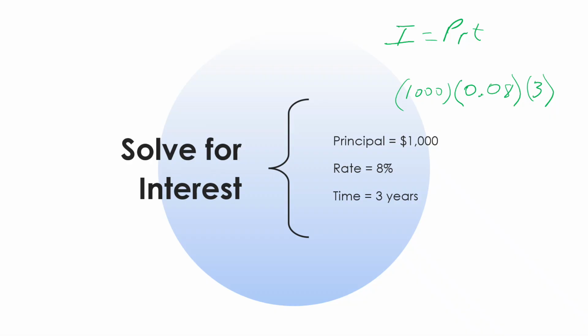You are going to grab your calculator and multiply these three items together: 1,000 times 0.08 times 3 for the number of years. This tells us the amount of interest is going to be $240. So if we're talking about a $1,000 loan, we would pay back $240 in interest. If we're talking about a $1,000 investment, we would gain $240 in interest.